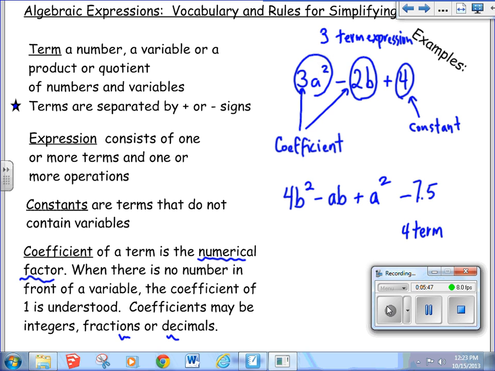Who can tell me a coefficient that appears in that expression? Coefficient. Mikey? 4. The coefficient is just the number, so just tell me 4. Yes. 4 here is a coefficient.